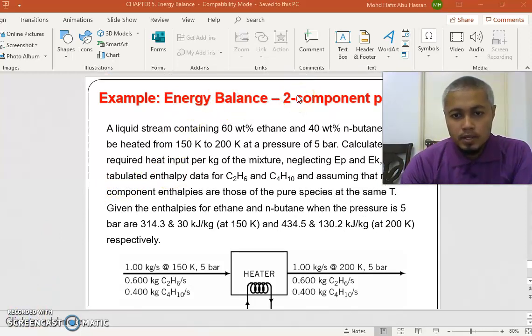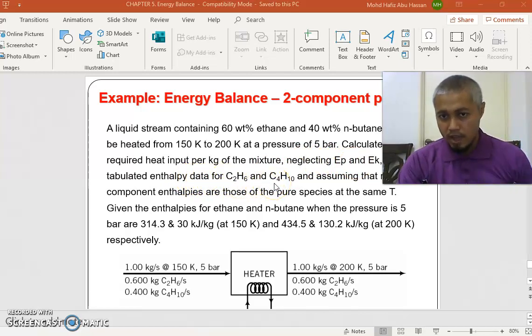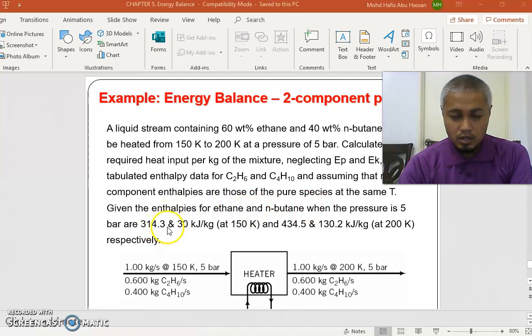This is for a two-component process, where we have a liquid stream containing 68% ethane and 41% n-butane to be heated from 150 K to 200 K at a pressure of 5 bar. Calculate the required input per kg of the mixture, neglecting EP and EK, using tabulated enthalpy data for C2H6 and C4H10, and assuming that mixture component enthalpies are those of the pure species at the same temperature. Given the enthalpy for ethane and n-butane when the pressure is 5 bar are 314.3 and 30 kJ per kg at 150 K, and 434.5 and 130.2 kJ per kg at 200 K respectively.